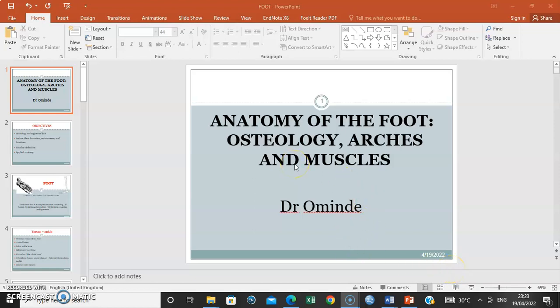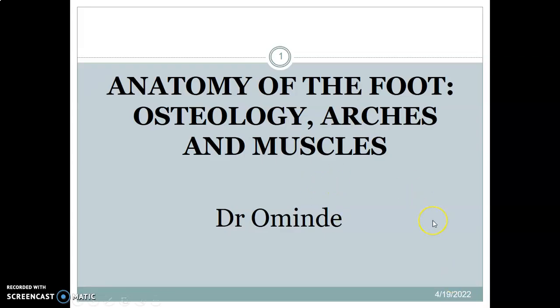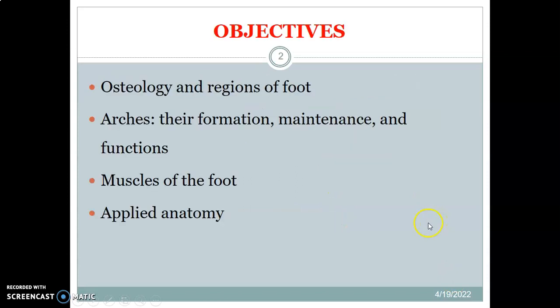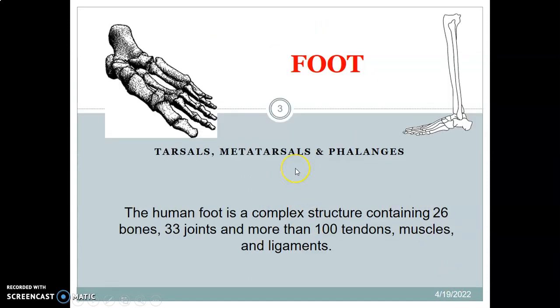In this series, we are going to discuss the anatomy of the foot, basically. So the osteology, the arcs of the foot, and the muscles of the foot. So what forms the foot? We have bones, and these bones include the tarsals, the metatarsals, and the phalanges.